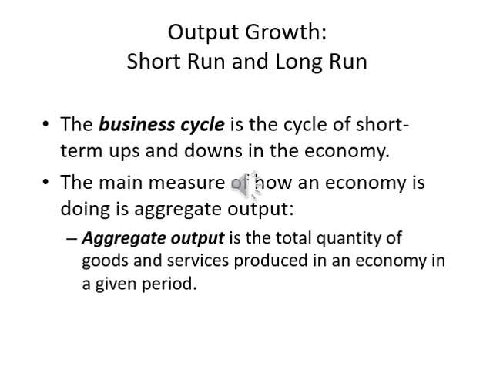The business cycle is the cycle of short-term ups and downs in the economy. The main measure of how an economy is doing is aggregate output. Aggregate output is the total quantity of goods and services produced in an economy in a given period.